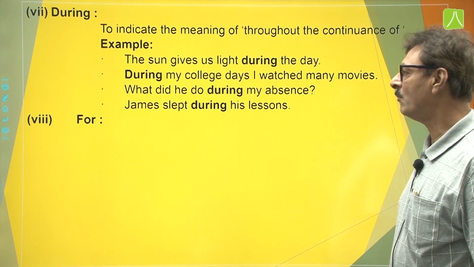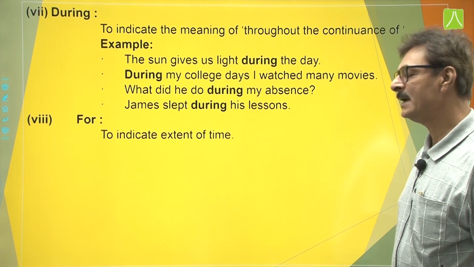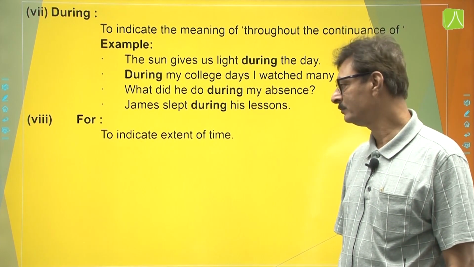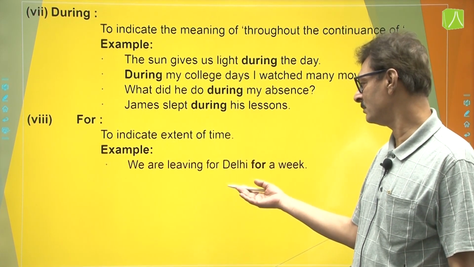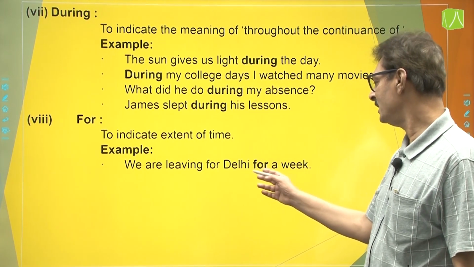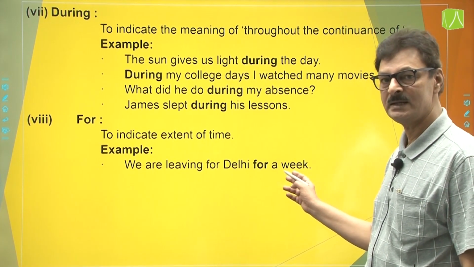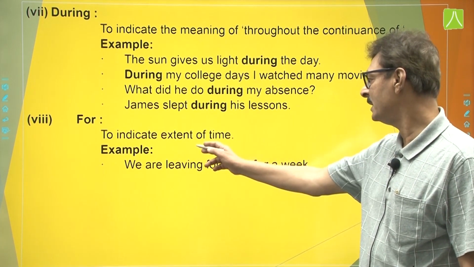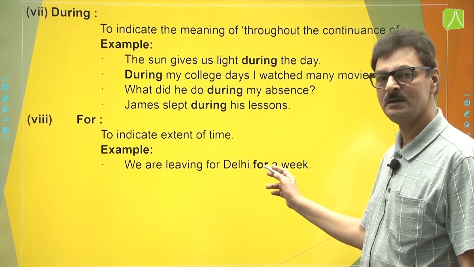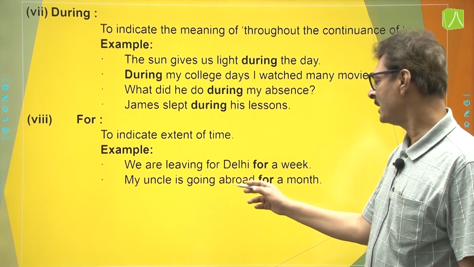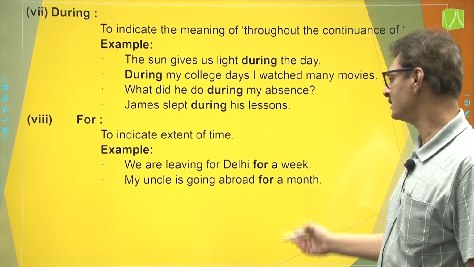The use of for to indicate the extent of time. Example, for का example सभी को होता है. We are leaving for Delhi for a week. So for the extent of time, एक हफ्ते के लिए जा रहे हैं. To indicate the extent of time, we use the preposition for. My uncle is going abroad for a month. Extent of time.